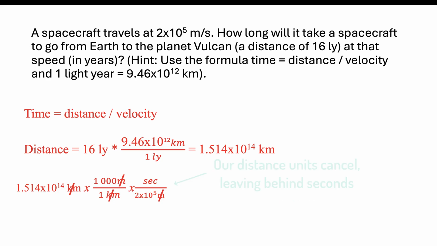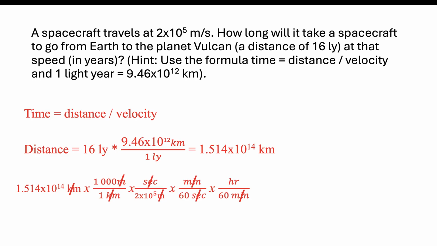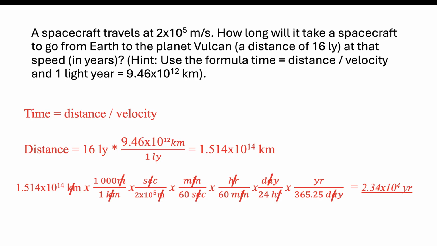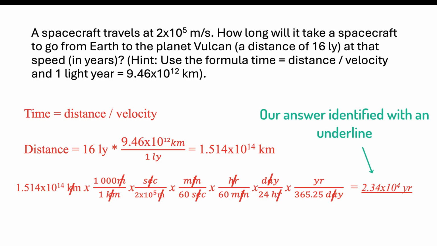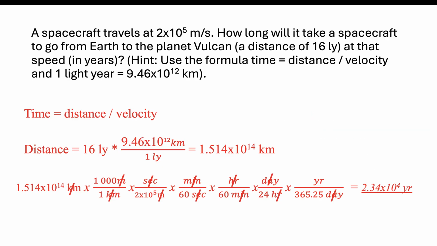But we know that the answer is going to be in years, because that's given in the problem. This result leaves our answer in seconds, so we must continue to convert seconds to years. So as we go through, with each conversion factor canceling the next, until we are left with an answer in years. So we've arrived at the correct answer, and we've identified it with an underline.